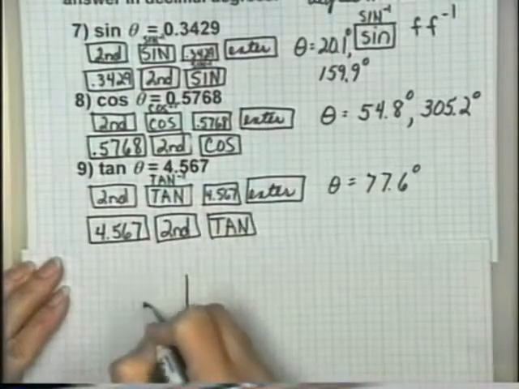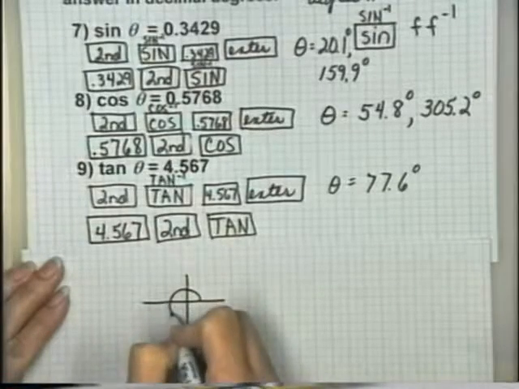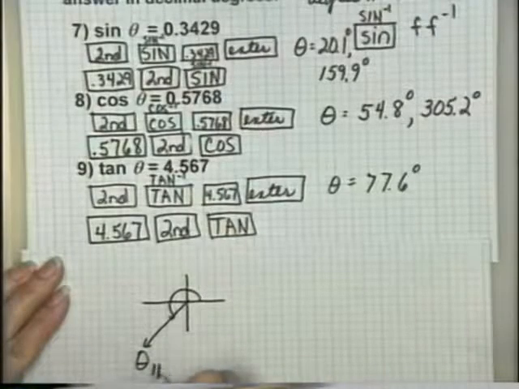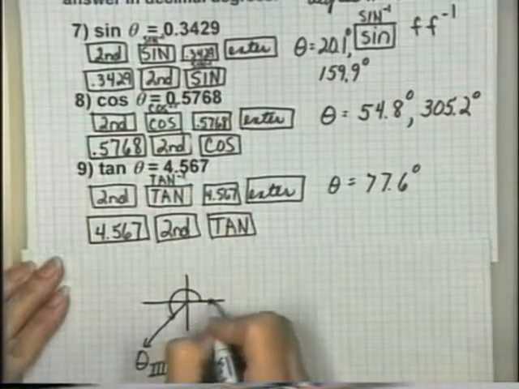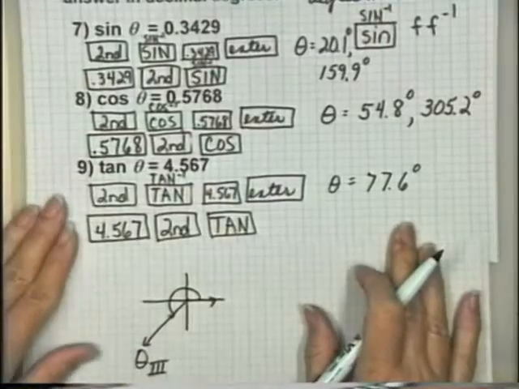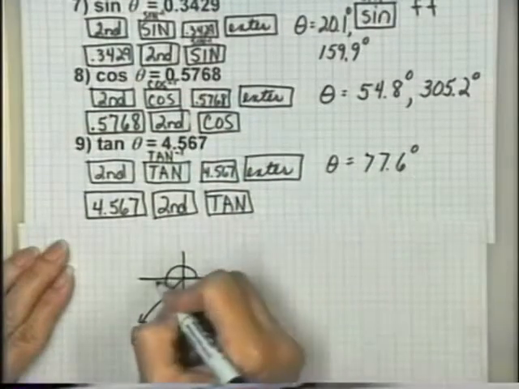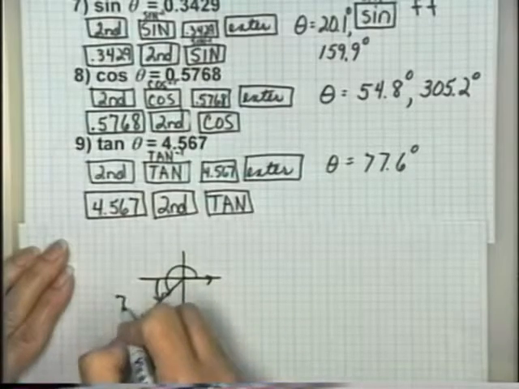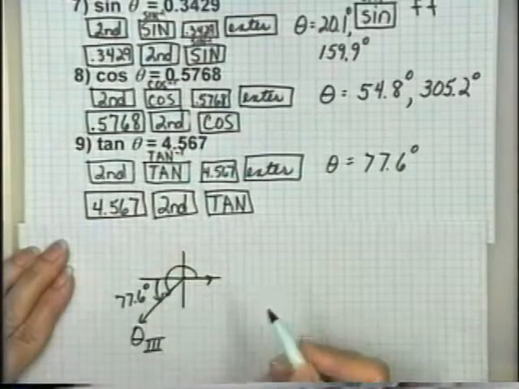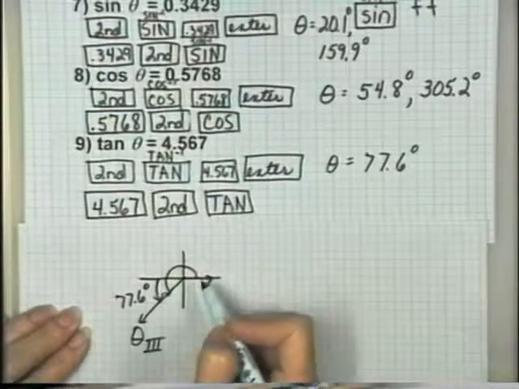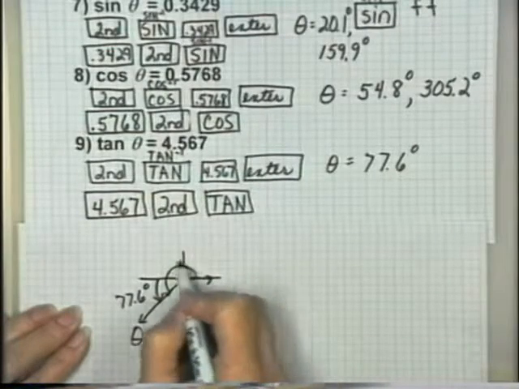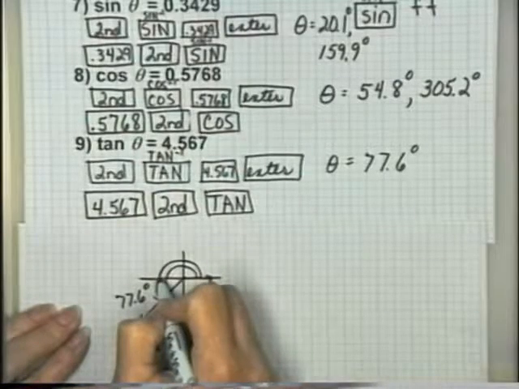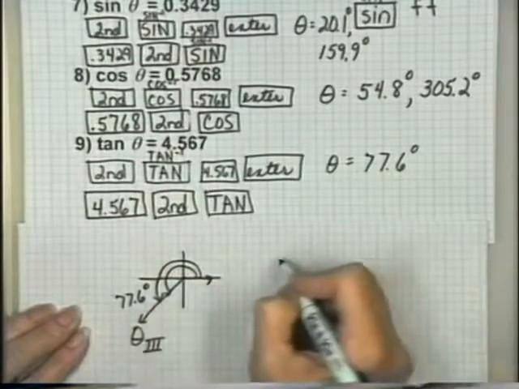So sketching that, that represents our third quadrant angle in standard position. 77.6 is the reference angle. So how are we going to find this third quadrant angle? Well, we know that from there to there is 180 degrees.